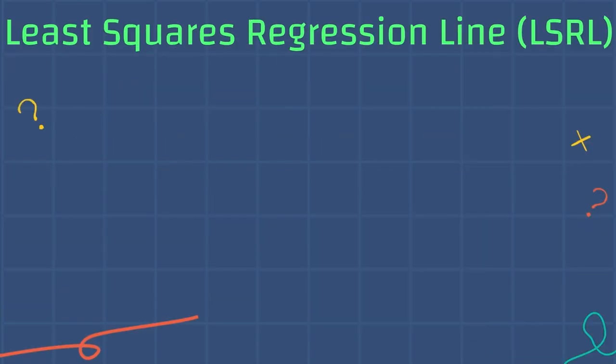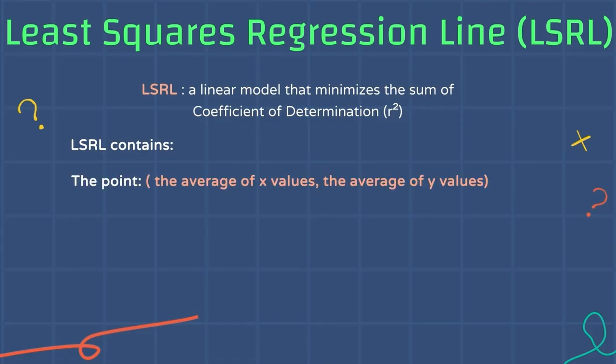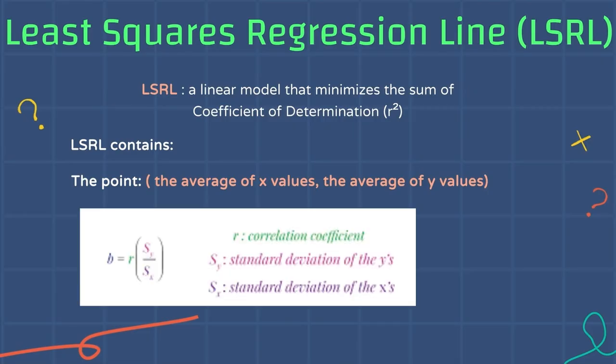Now, the least squares regression line. It's a linear model that minimizes the sum of the squared residuals. And it contains the point (x bar, y bar), the average of the x values and the average of the y values. It also has slope b equal to r, the correlation coefficient, times the standard deviation of y over the standard deviation of x.